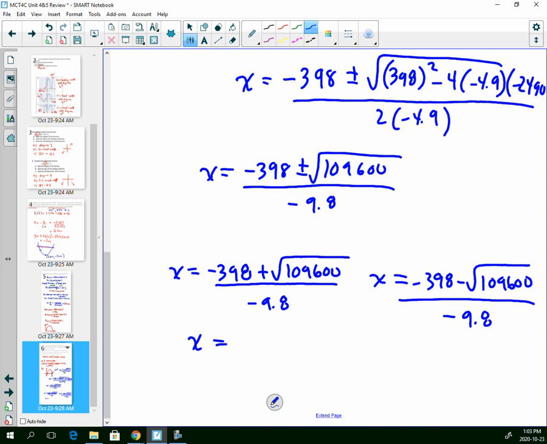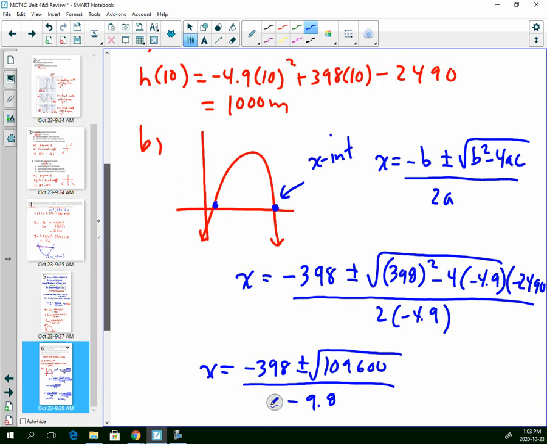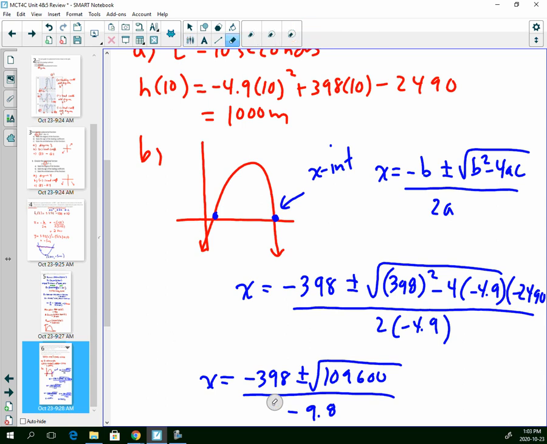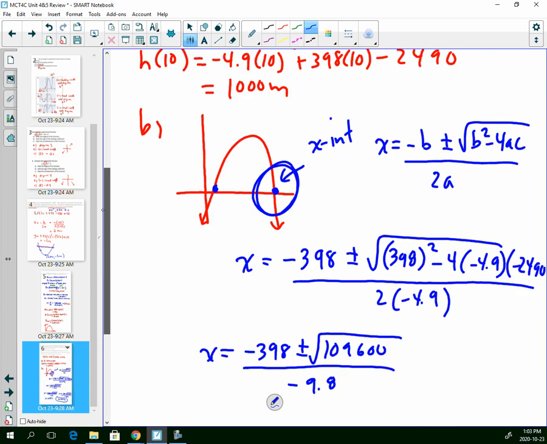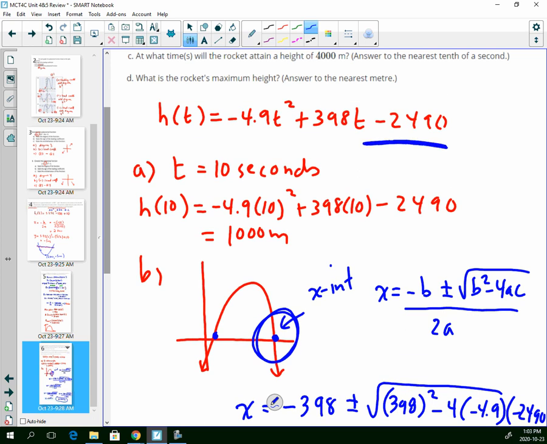So my first solution works out to be 6.83 seconds. And the second solution works out to be 74.4 seconds. So when I look at my projectile, I know it's going to come up and go back down. So the root I want is this one, the solution at 74.4 seconds. The first one is where it goes up the first time, because if I look at my equation, it's not starting at 0. It's starting at negative 2490. So that's down here. So it's coming up and coming back down.